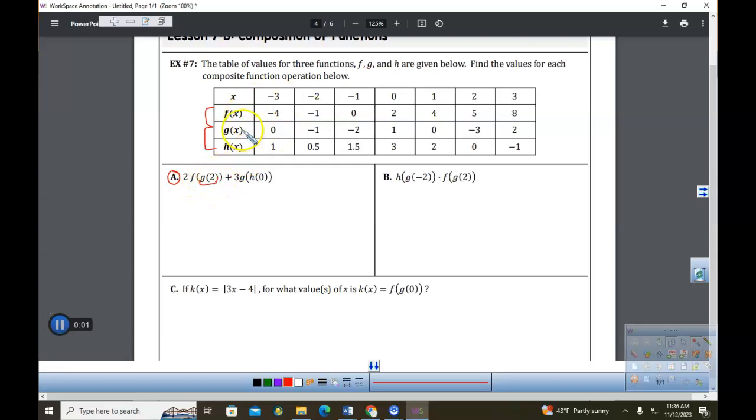So g of 2, when I plug in 2 for g, so I'm looking at this. When I plug in 2 for g, I get out negative 3. So that value is negative 3. So I'm doing f of negative 3. Now what's f of negative 3? So I'm going back up here.